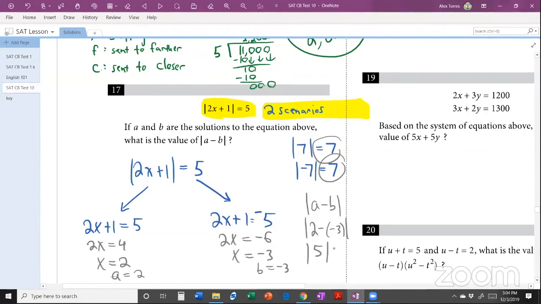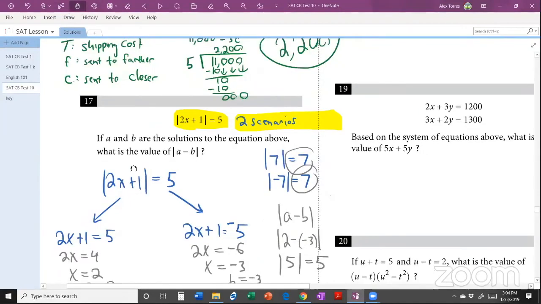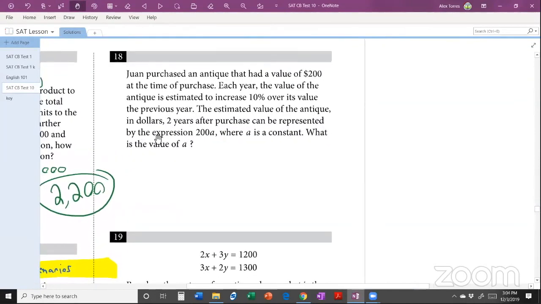And the absolute value of 5 is just 5. So the answer to number 17 is 5. Now we're going on to 18. Juan purchased an antique that had a value of $200. The value is estimated to increase 10%. The estimated value 2 years after is equal to 200a.